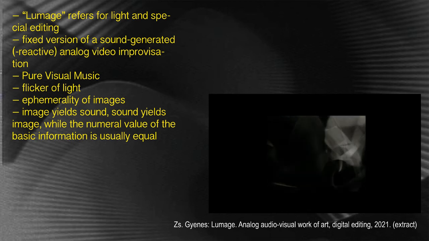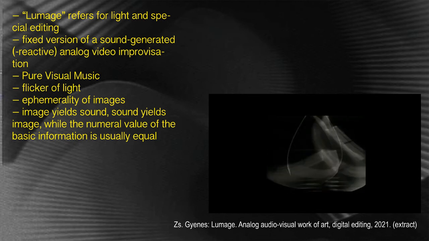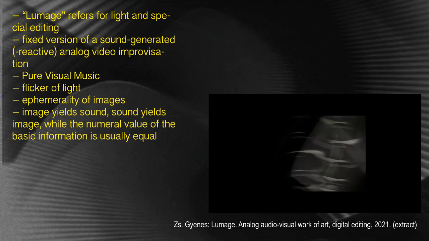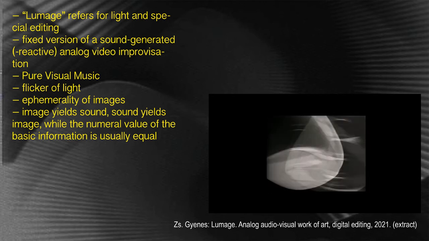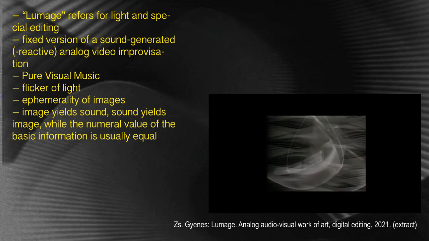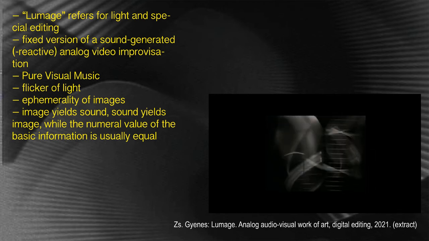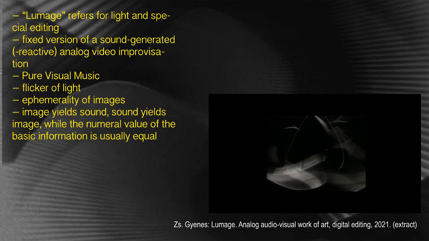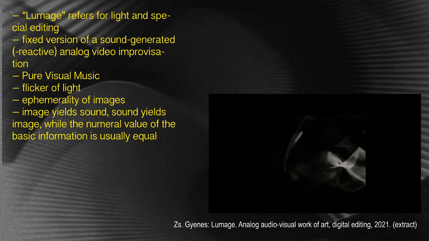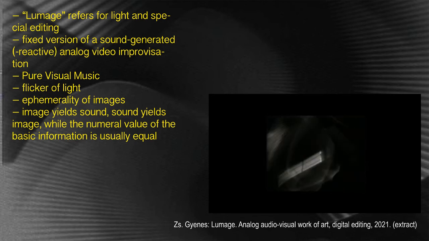This video seeks precisely the connections between natural and technical light and electricity. In a sense, the technical images are generated as an audio-visual improvisation using a modular audio synthesizer and the Wobbulator, enthralling with the flicker of light and the ephemerality of images. These works of art are built on the multi-directional movements, transformations, and interactions of different media, mostly motion images and sound. One can highlight the fact that image yields sound, sound yields image, while the numeral value of the basic information is usually equal.